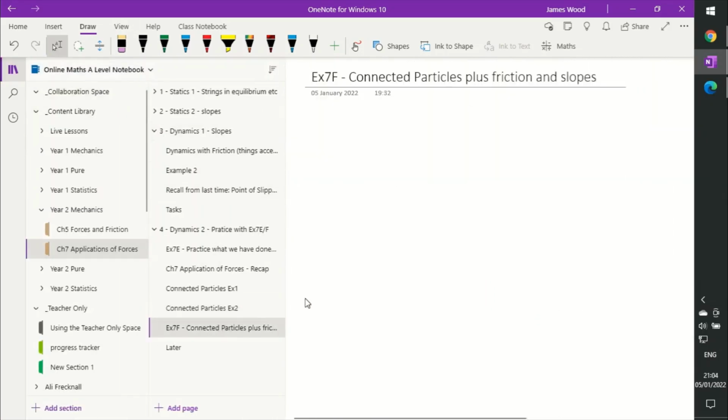Okay. So you should now be able to have a go at exercise 7F, which is similar questions to this. We've done one of them there. Basically involving pulleys and slopes and putting everything together. And these would definitely be classed as quite tricky questions in an exam if they came up.